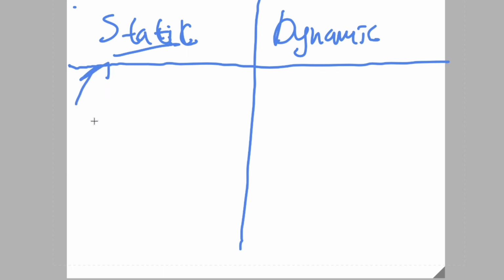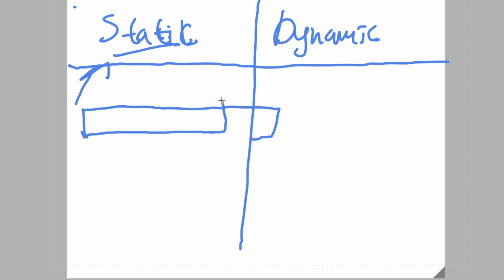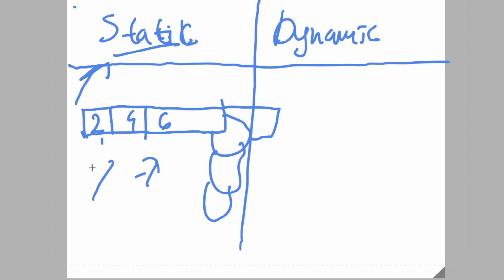What is meant by static is that you predefine how many elements you want in your data structure when you declare it. So for example, let's say we want to define the first three even numbers. So there will be the 2, the 4 and the 6. What that means is that you cannot now add a fourth element. There's no space. You cannot add more spaces in your data structure. And this is your data structure.